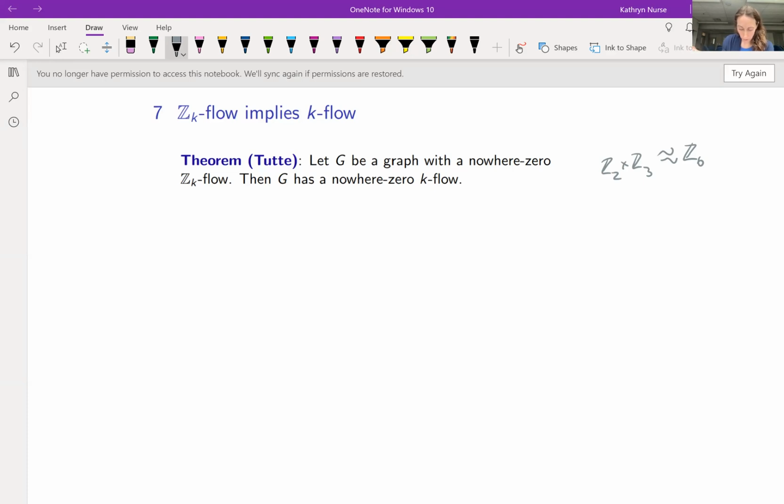And so what we do is in our graph G, we choose a Z_k flow so that the total sum of the boundaries that are positive is smallest, or maybe the total sum of the absolute value of the boundaries is the smallest you can. Sorry.